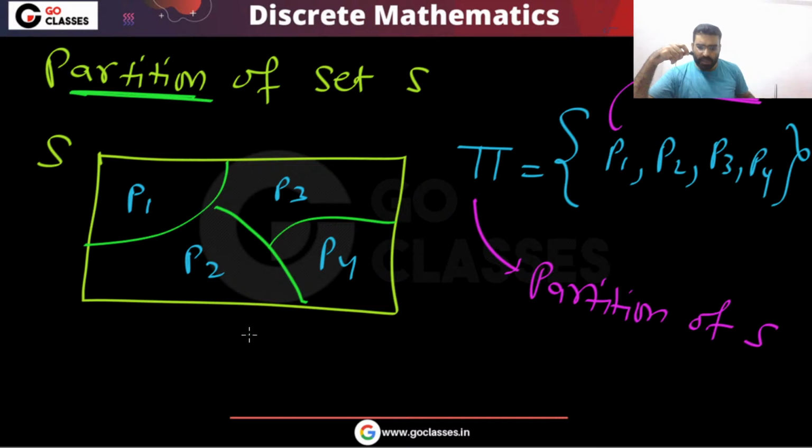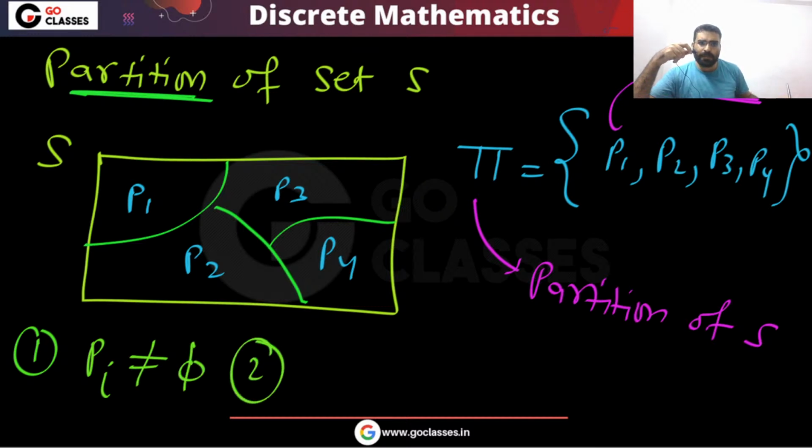Now tell me, what are the properties of partition? Some properties are there. These parts cannot be empty. Every part should be non-empty. What is the second property? They should be disjoint. Pi intersection Pj should be empty. You can notice that this P1 is disjoint from P2, this is disjoint from P3, this is disjoint from P4.